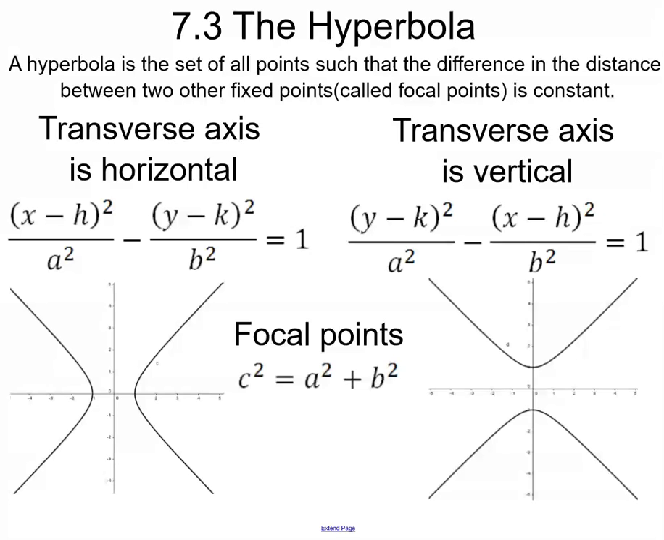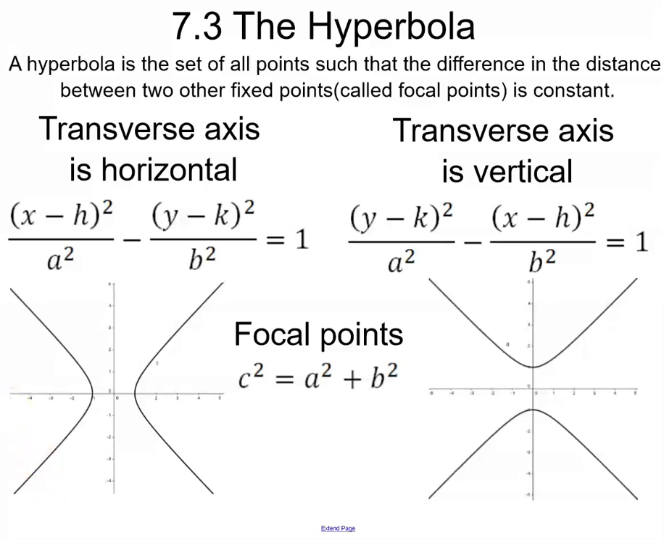So, like with ellipses, you'll notice that the A will tell you, with ellipses we called it the major axis because it was the longer of the 2 axes. With hyperbolas we call it the transverse axis because it's the axis that goes through the actual graph.